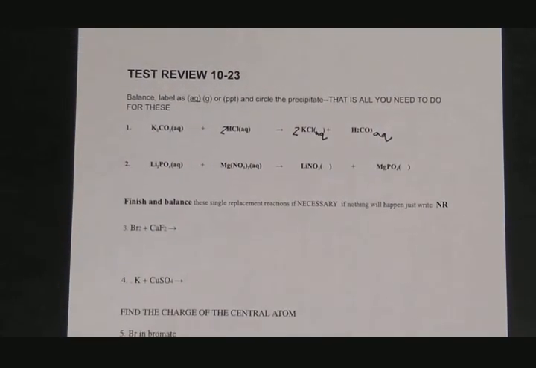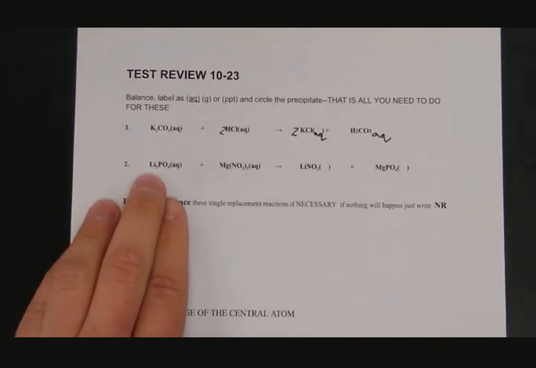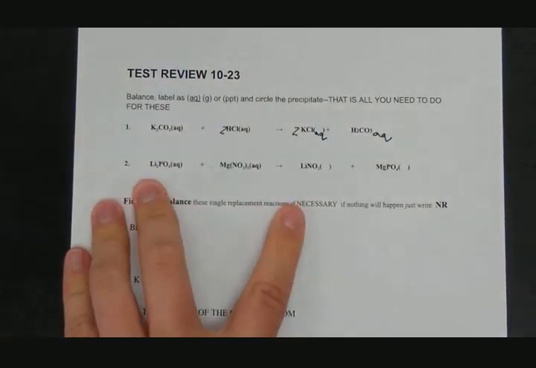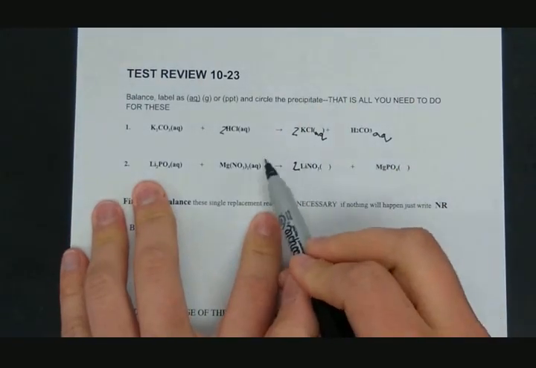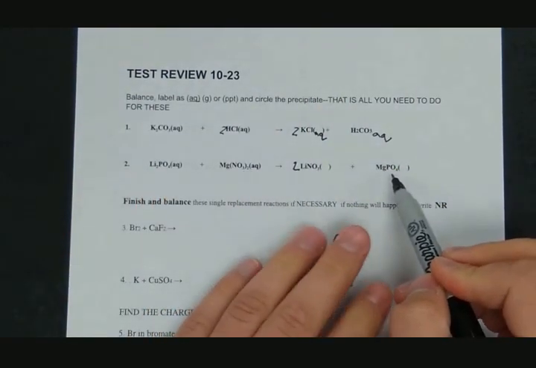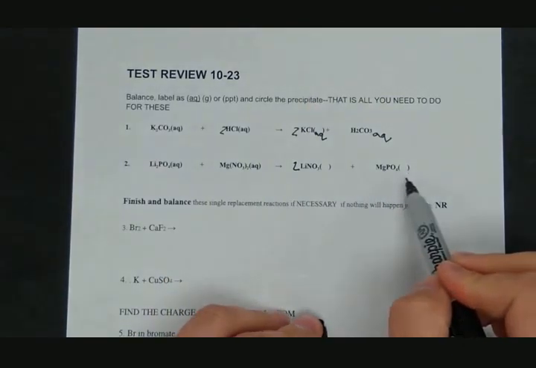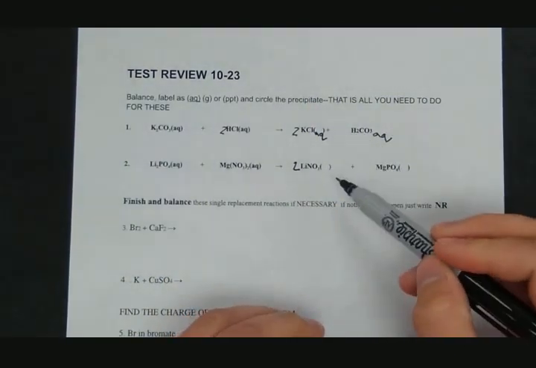Number 2, let's balance this out real quick. Li2, we need to put 2 right there. That gives us 2NO3, 2NO3. Mg is good. PO4, that's good. All right, let's go and find this out.